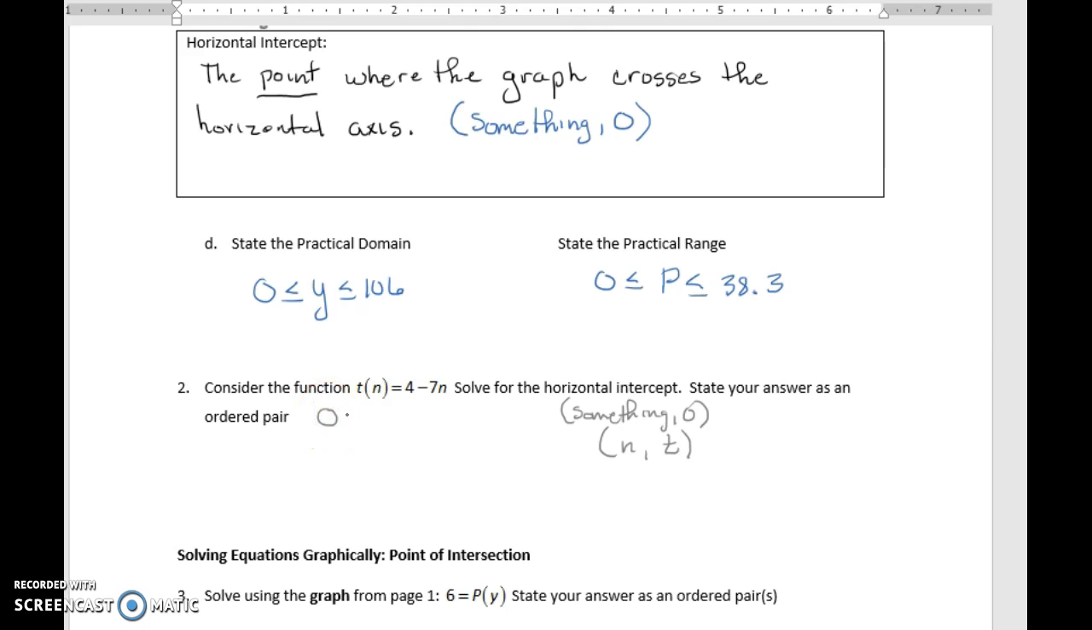So we're going to set up the equation 0 = 4 − 7n, and this is constructed by n being multiplied by −7, and that product is being added to 4, so that means we're going to subtract 4, and then we're going to divide by −7, so we have 4/7 = n, and we want to write this as an ordered pair because it is a point. And so we have the point (4/7, 0) as that horizontal intercept.